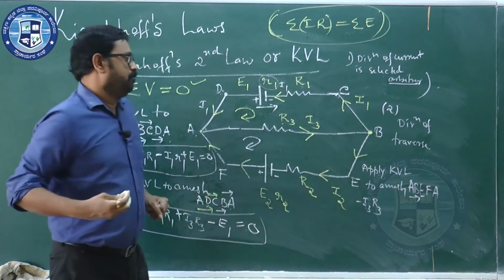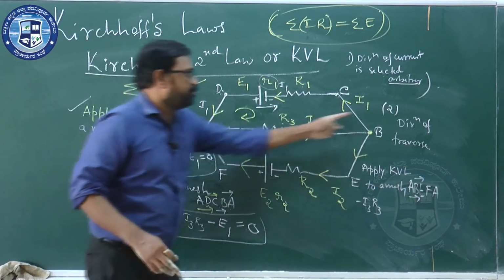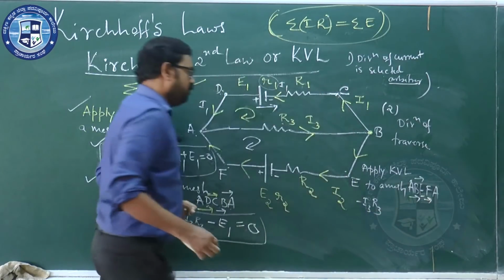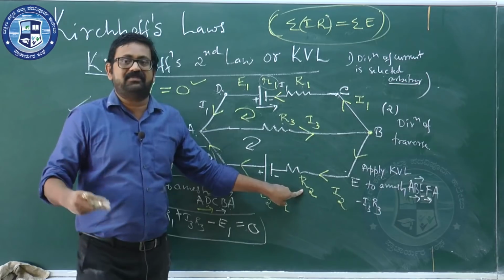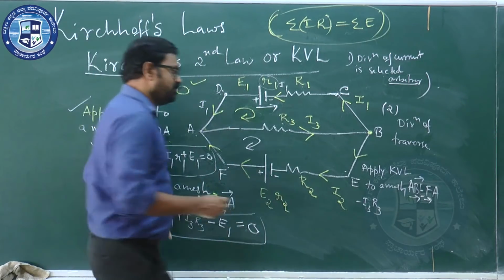Followed? Okay. So B to E, do you find any product of IR? No. B to E product of IR is 0. Move from E to F. When you move from E to F, which resistor do you come across first? Capital R2. What is the current through it? I2. What is the product of current and the resistance?